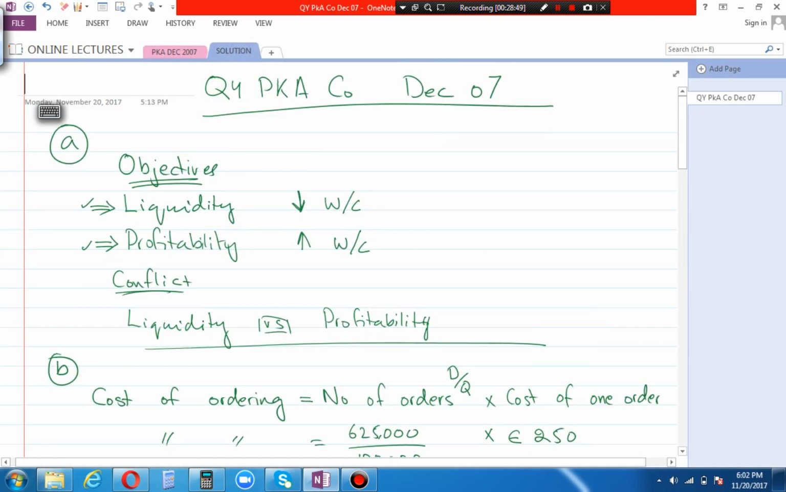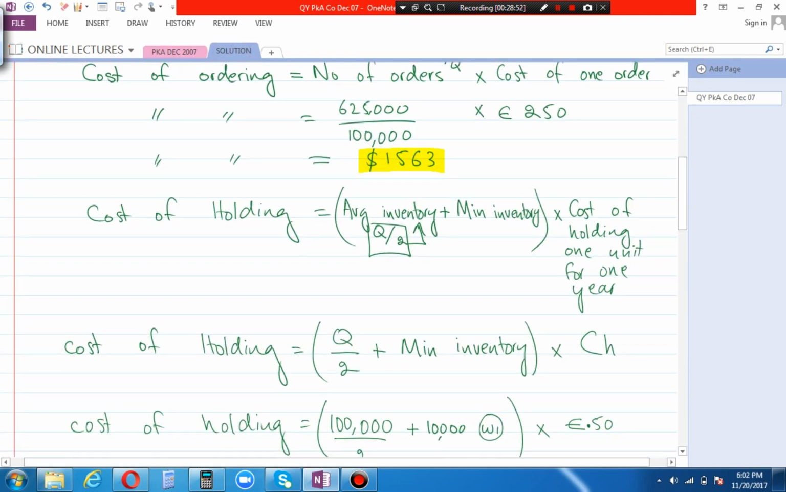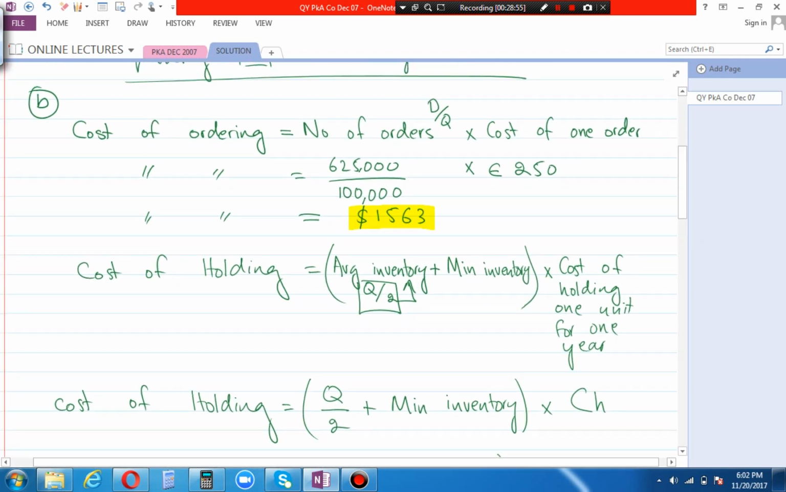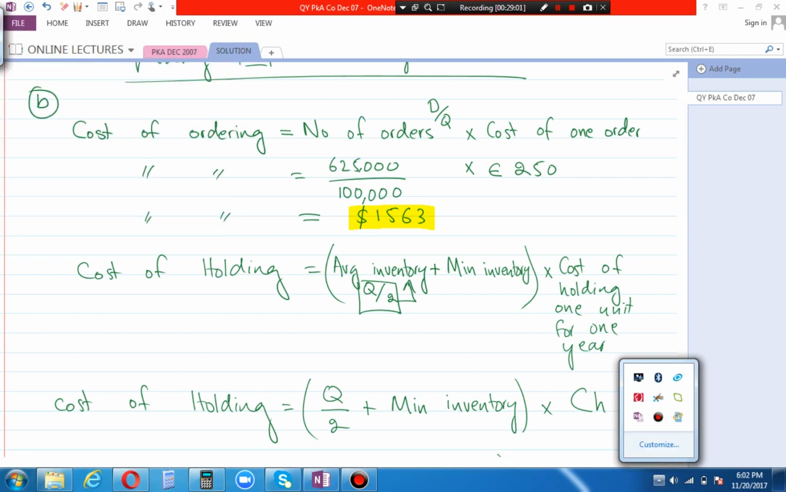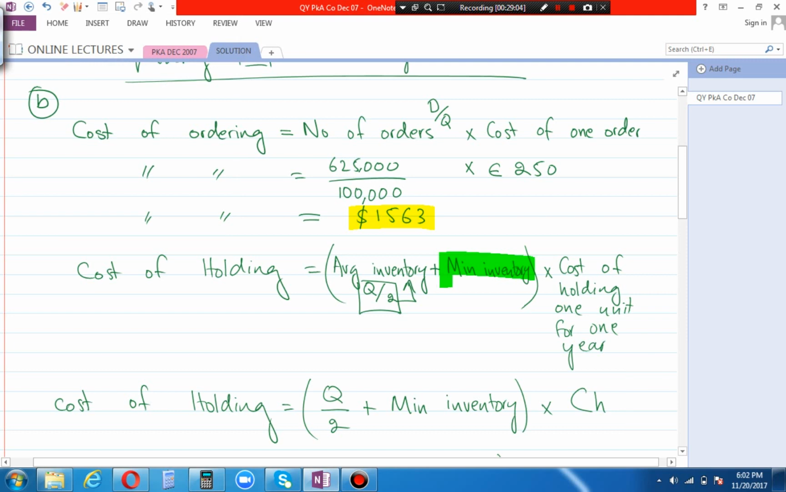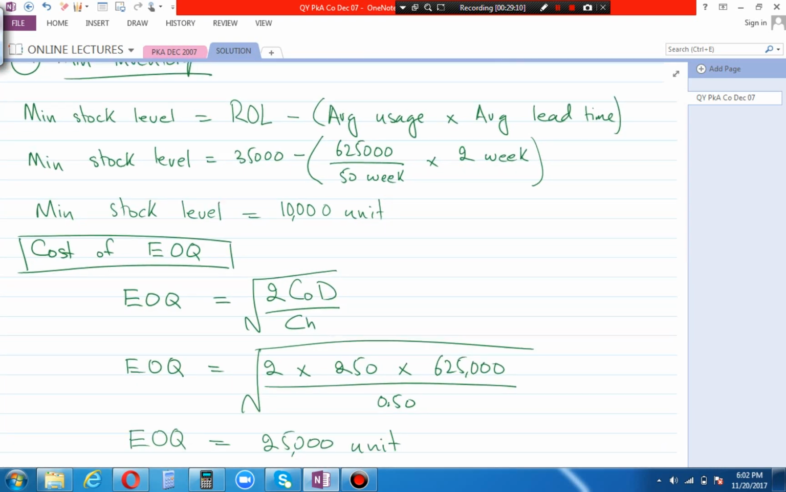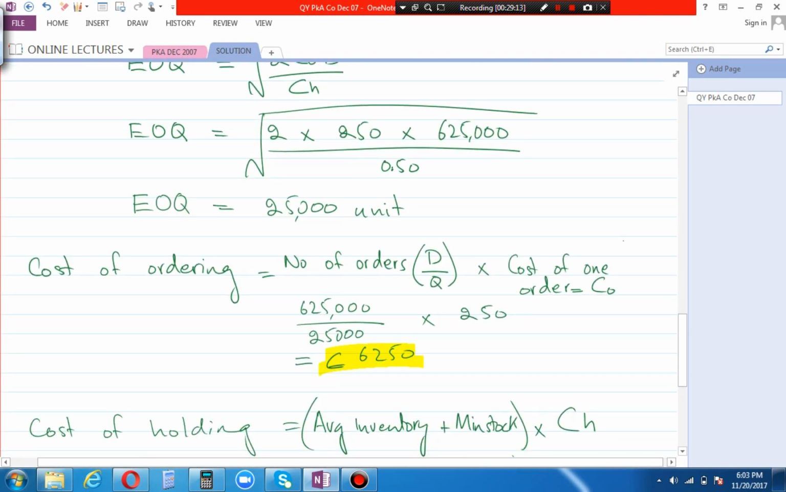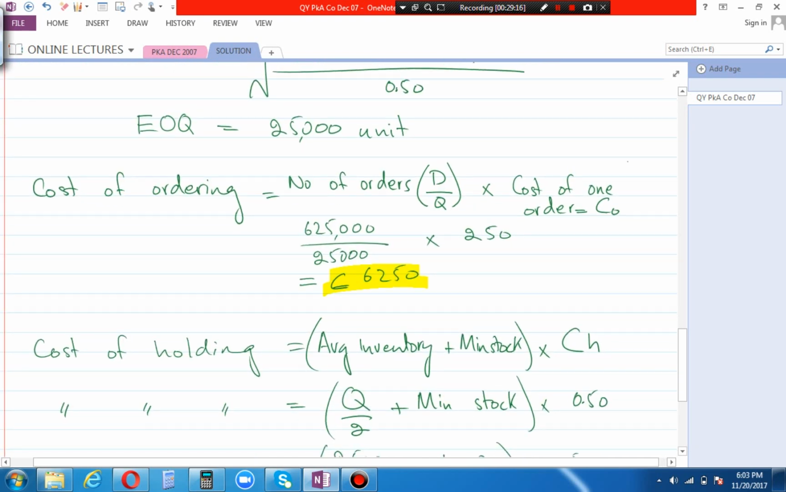So basically, what you can do is, if you see, you have been given minimum inventory in both economic order quantity and our current ordering policy, right? In other words, the minimum inventory would be the same. This is not going to change by the way we order our inventory. Minimum inventory would be the same.